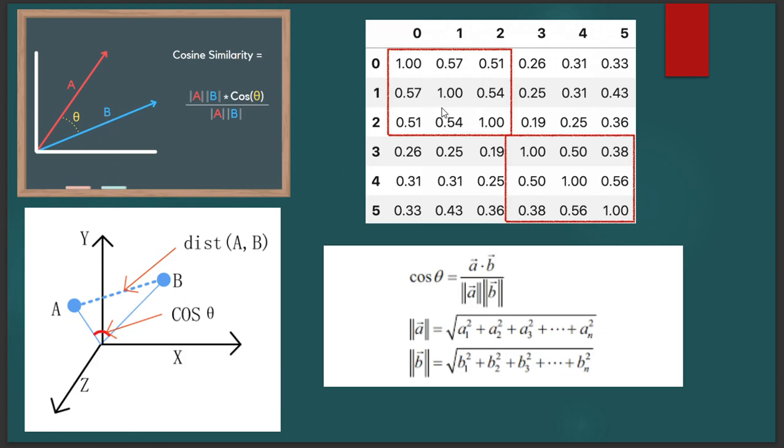And we can see here an example of datasets and how it will be measured. Cos theta is equal to A dot B divided by the magnitude of A times the magnitude of B, where the magnitude of A is the square root of a1 squared plus a2 squared and so on, and the magnitude of B is the square root of b1 squared plus b2 squared and so on. This is the formula applied in cosine similarity.